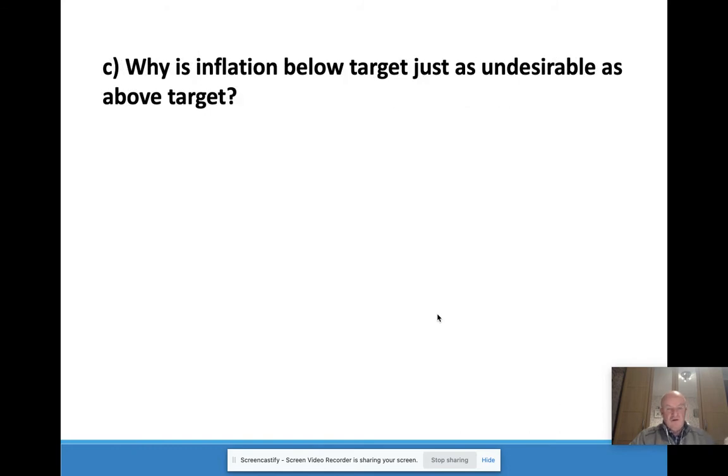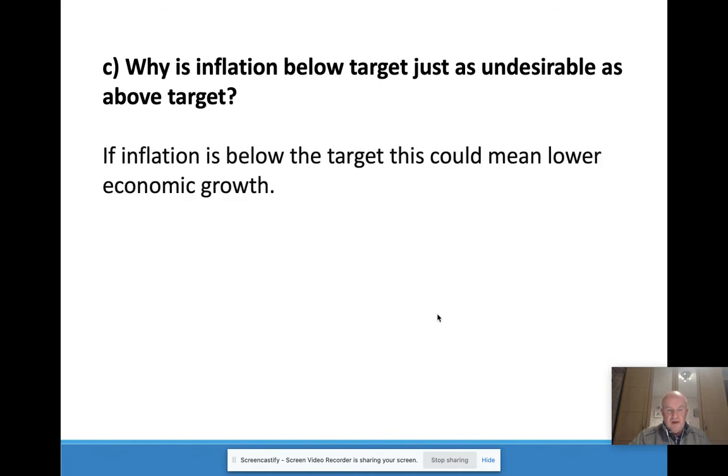If we then look at the third question, why is inflation below target just as undesirable as above? Well, we've referred to that already, but if we've got inflation that's below the target of 2%, that could mean that we're starting to get lower economic growth. And obviously, if we have two quarters of negative economic growth, then we're into a recession.